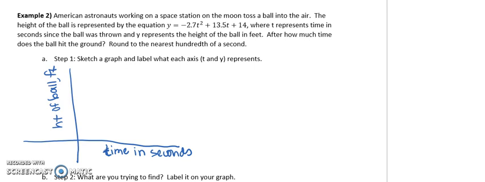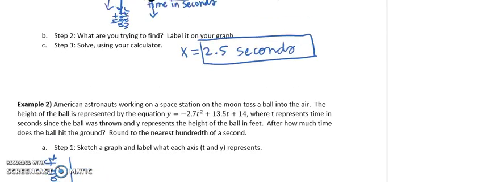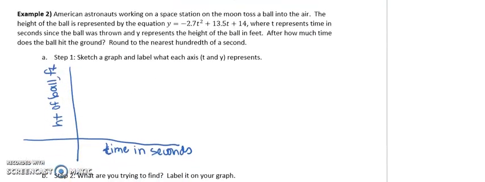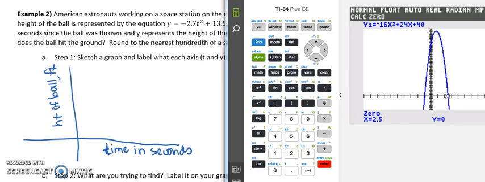It says, after how much time does the ball hit the ground? Round to the nearest hundredth of a second. Now, did we have rounding on the other one? No, it was all good. Okay. So let's go on into the calculator. We've gone ahead and labeled the axes. Let's go into the calculator.